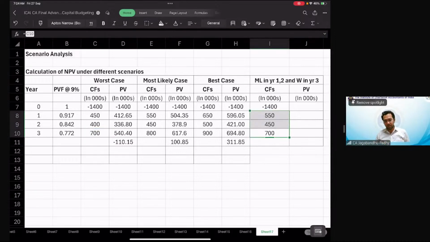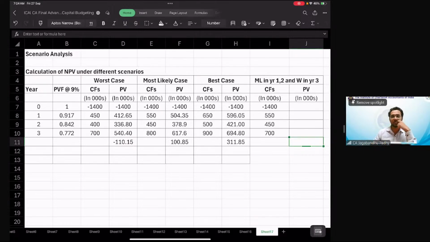Okay. Now, give me the NPV in this situation, guys. Give me the NPV if this is the situation that we're expecting. If you're expecting the most likely situation in year 1 and 2, and the worst situation in year 3, then give me the numbers, guys. Calculate the NPV and tell me the numbers.